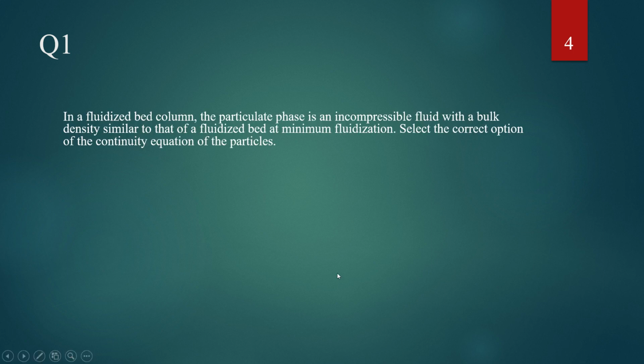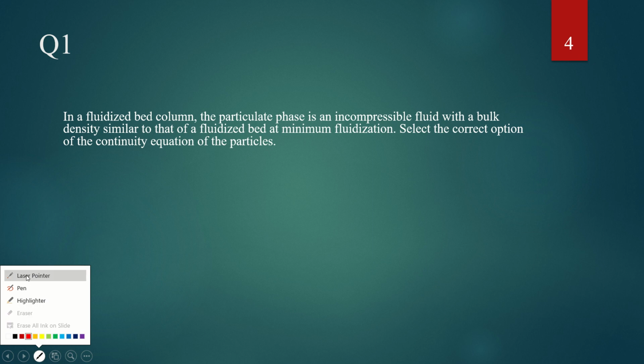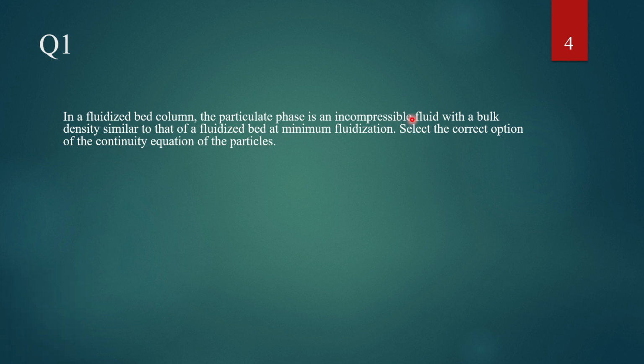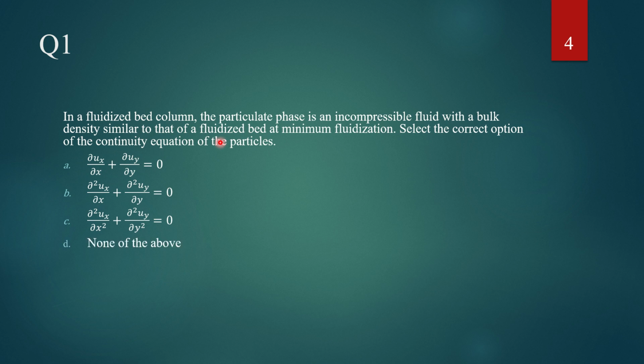So we'll start with this week's problems. The first question is about, in a fluidized bed column, the particulate phase is an incompressible fluid with a bulk density similar to that of a fluidized bed at minimum fluidization. Select the correct option of the continuity equation of the particles. Option A, dou u x by dou x plus dou u y by dou y is equal to 0. Option B, dou square u x by dou x plus dou square u y by dou y is equal to 0. Option C, dou square u x by dou x square plus dou square u y by dou y square is equal to 0. Or option D, none of the above.